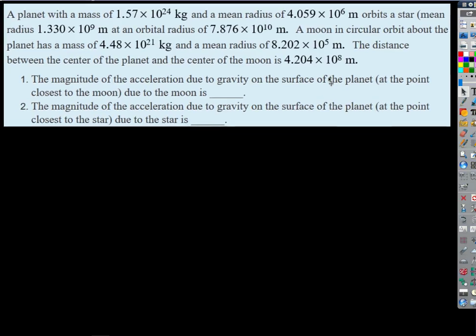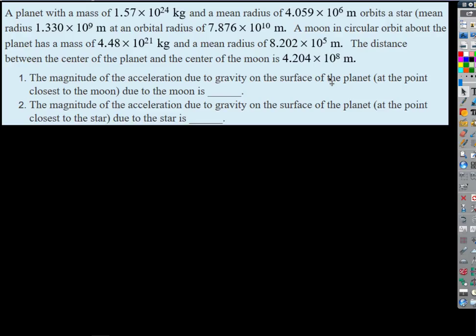All right, so what do we got here? They give us the mass of this planet and the radius of the planet. It orbits a star, and gives us the mean radius of the orbital trajectory. A moon in circular orbit about the planet has a smaller mass, and it gives us its smaller radius. The distance between the center of the planet and the center of the moon is this distance right here. Okay, here's the orbital radius of the planet about the star.